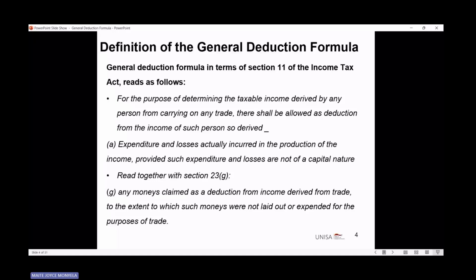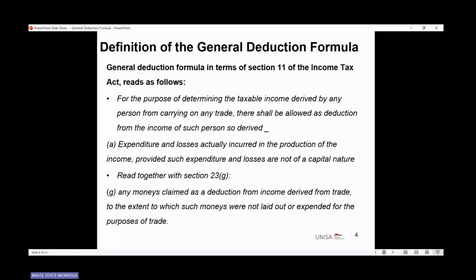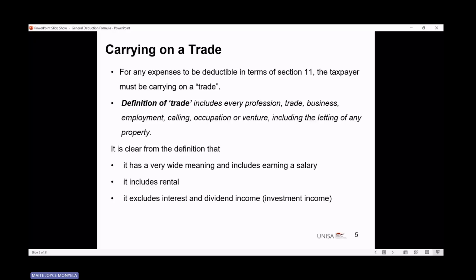This is the requirement of the general deduction formula. So let's talk about carrying on a trade. What is carrying on a trade? One of the requirements of the general deduction formula, as I explained in terms of section 11A, is that the taxpayer must be carrying on a trade. In terms of section 11G, for any expenses to be deductible in terms of section 11, the taxpayer must be carrying on a trade. The trade is very, very important. The taxpayer must be carrying on a trade in order to qualify.